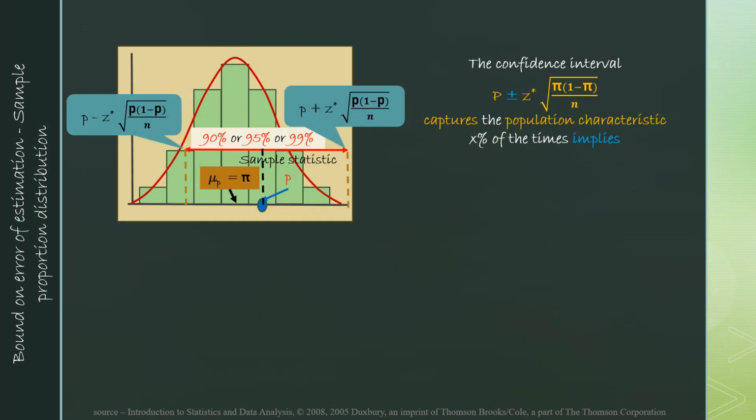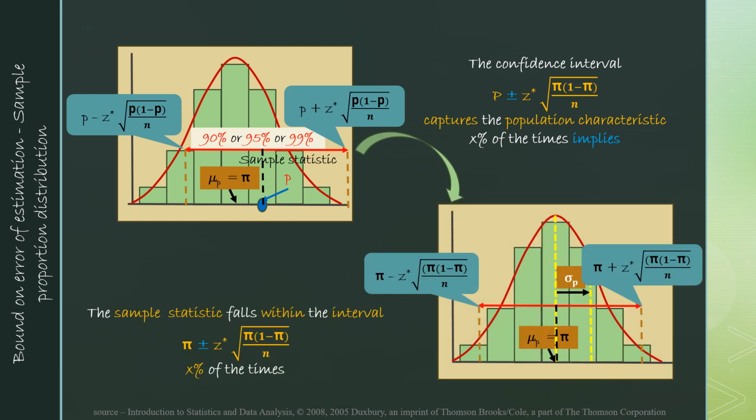The confidence interval p plus or minus z star times square root of pi multiplied by 1 minus pi divided by n captures the population characteristics x% of the times, implies the sample statistic falls within the interval pi plus or minus z star times square root of pi multiplied by 1 minus pi divided by n x% of the times.